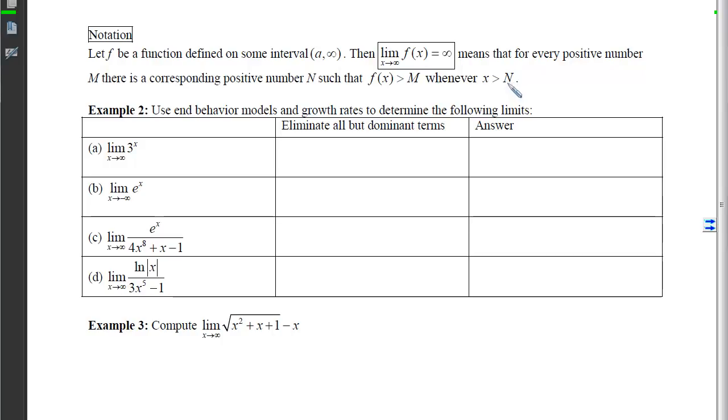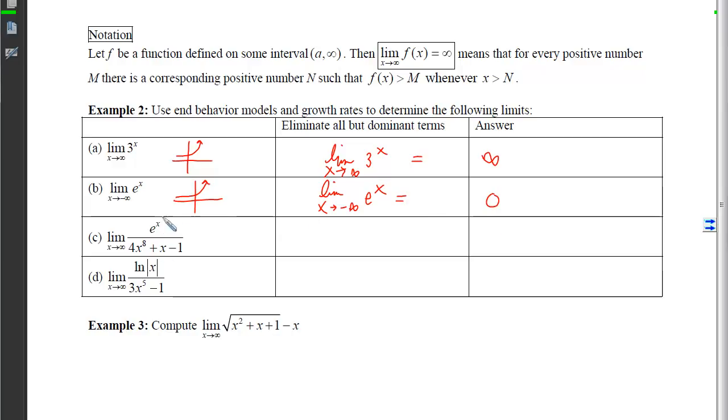So if we want to use end behavior models and growth rates to determine these limits, we can think about what happens on that growing side of the exponential as x gets bigger and bigger. Well, we end up with infinity. Just gets bigger and bigger. This one, we have the limit as x approaches negative infinity of e to the x. So notice on this one, instead of traveling to the right, we're traveling to the left. So the y-coordinate on that one is going to be 0.